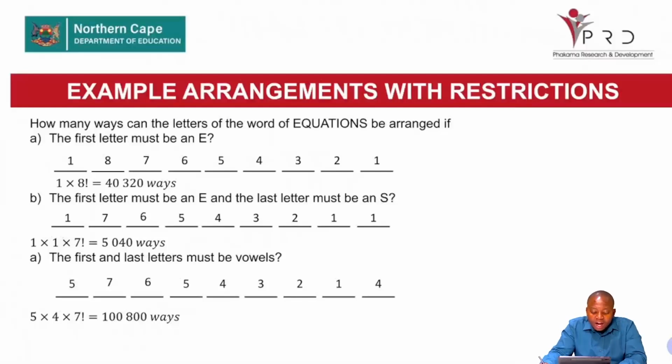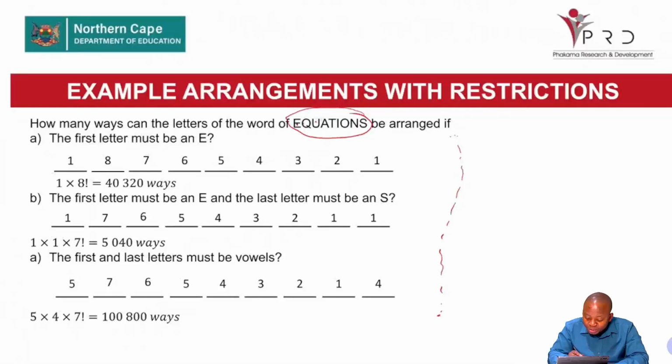Now they say, how many ways can the letters of the word equations be arranged if the first letter must be E? Now let's start in a simple way. In how many ways can these letters of the word equations be arranged? Let's just look at that before we talk about the restriction. Let us not restrict it.